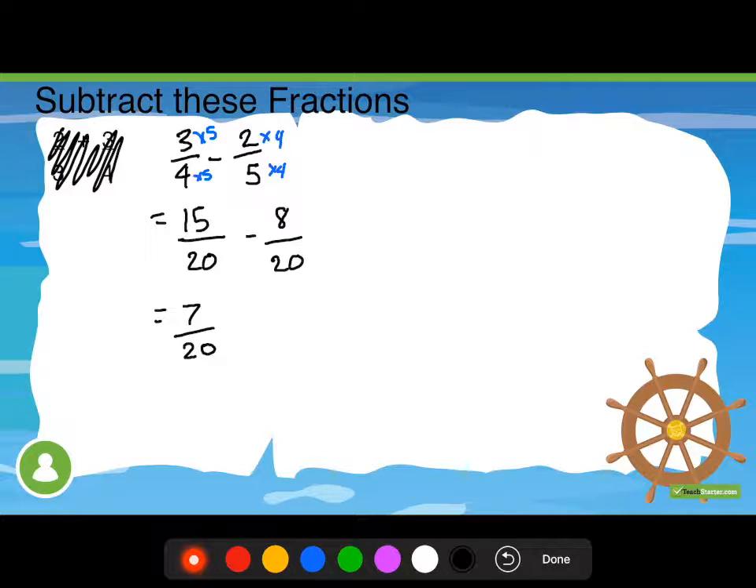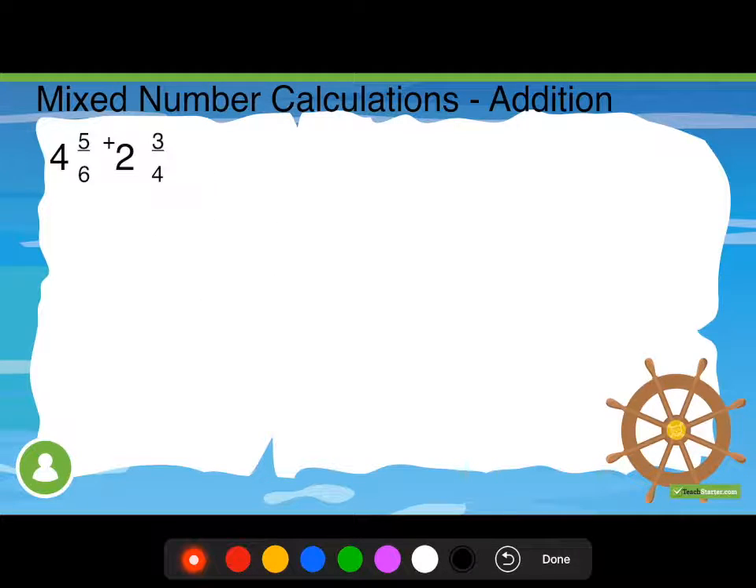We're finished. Now, what happens if we have mixed numbers? Two options, guys. You have two options. You can turn them into improper fractions, or you can put them to the side, okay? So we can add our whole numbers separately. So 4 plus 2 is 6.